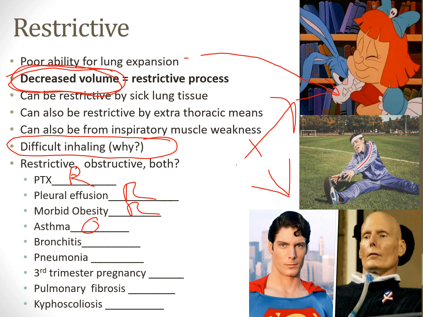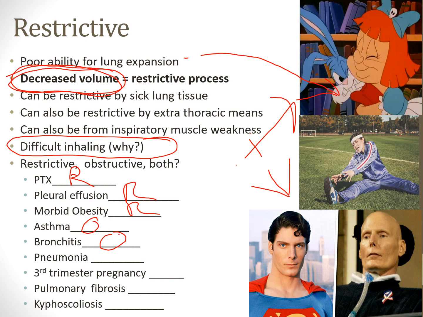What about chronic bronchitis or bronchiectasis? Bronchitis means there's inflammation or swelling of your conducting zone, your tubes. So these are all the airways that are swollen. Is that going to obstruct gas flow, or restrict the lungs from expanding? Well, it's inflammation of your conducting zone, so it's going to obstruct the movement of gas.